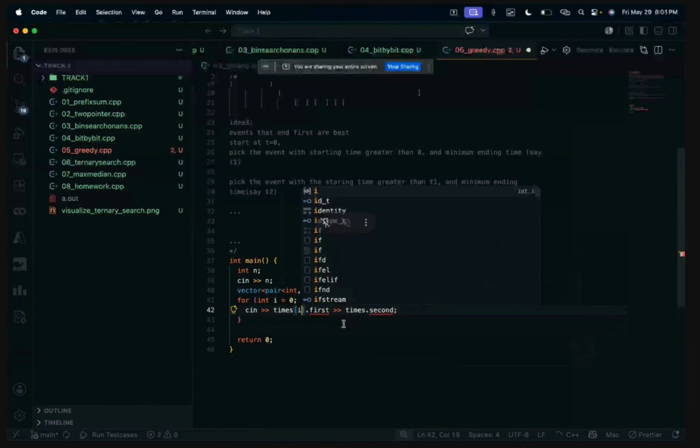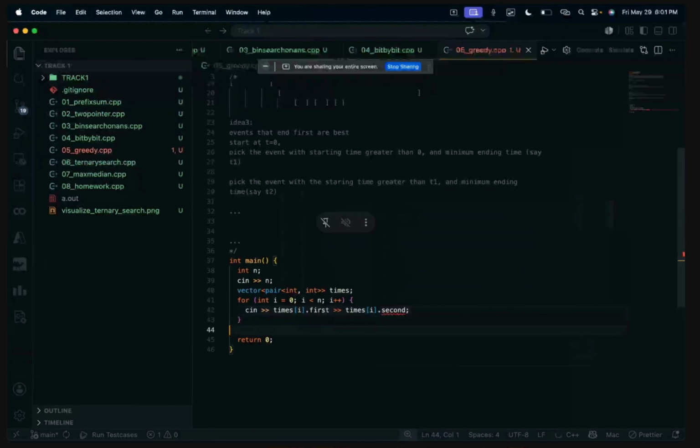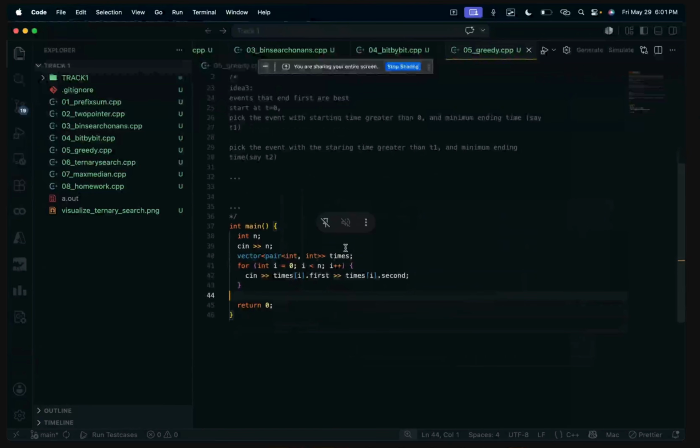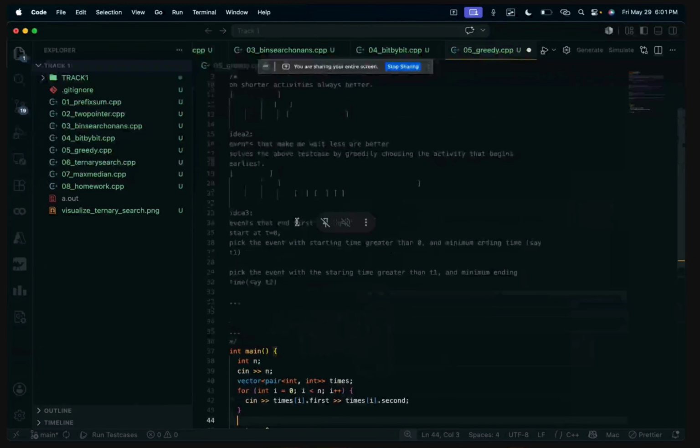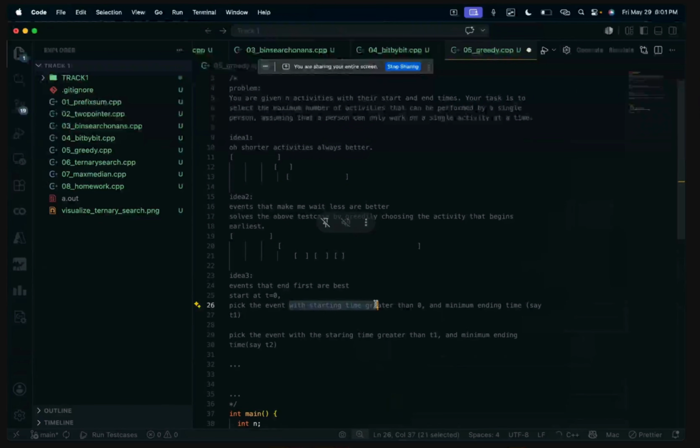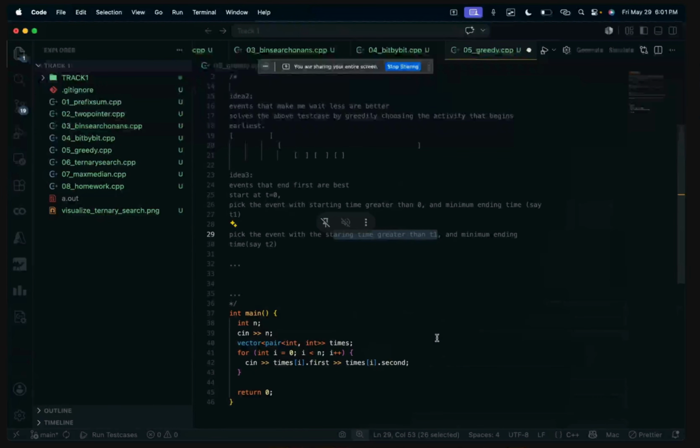Times of i dot first, times of i dot second. So we have successfully taken in the input of the intervals that each activity has. Once we have done that, as I said here, pick the event with starting time greater than this. So we would prefer to have some sort of sorted order. So we would have a sorted order such that we are sorted by ending time, so that we pick events that end earlier before events that end later.